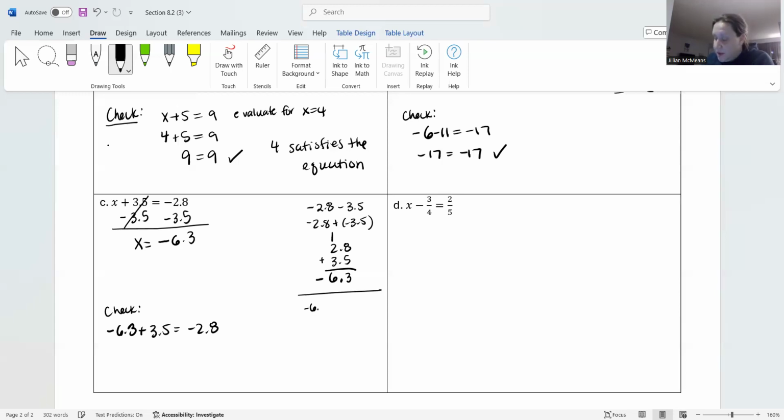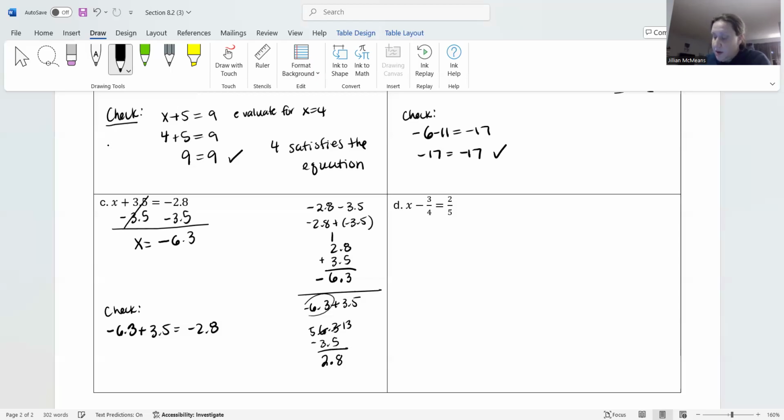So we have negative 6.3 plus 3.5. When you're adding two numbers with different signs, you really subtract. So we want to take 6.3 and subtract 3.5. Well, let's see here. I can't take 5 from 3, but I can borrow. So my 6 becomes a 5, and my 3 becomes a 13. And then 13 minus 5 is 8. Drop down your decimal, and then 5 minus 3 is 2.